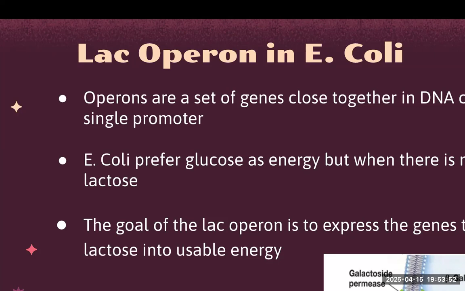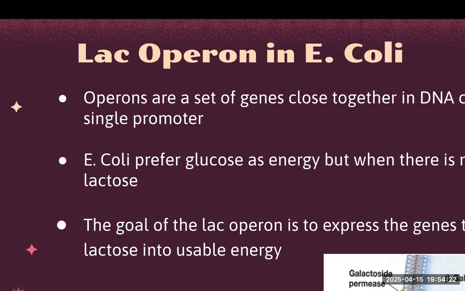Specifically, this operon, the lac operon, is for lactose. That's why it's called lac, right? The genes that are being expressed in this lac operon, if they're expressed, are genes that we need to digest lactose, okay? In E. coli, they prefer glucose as an energy source. So first, they're going to look to use glucose to get their ATP. If there's no glucose, then they're going to turn to lactose.